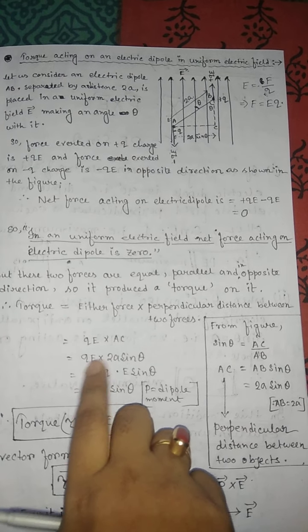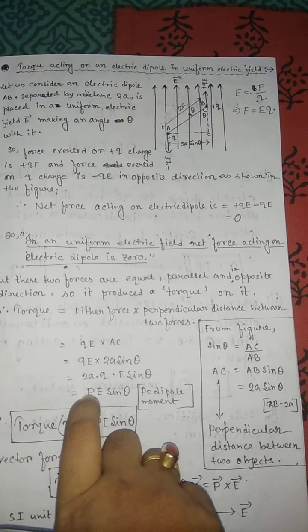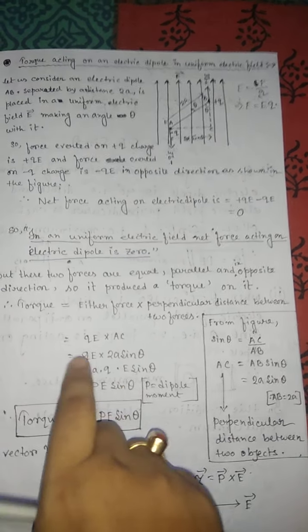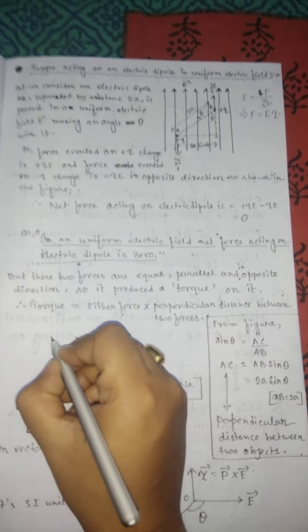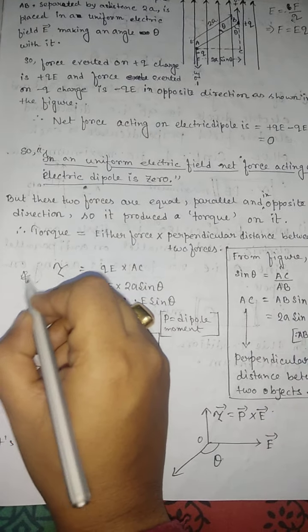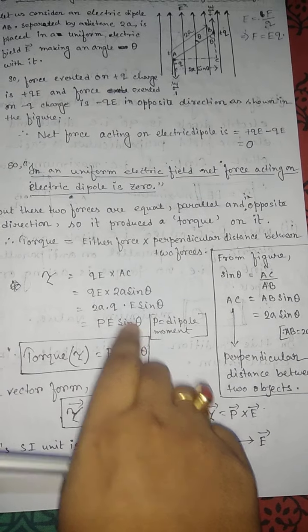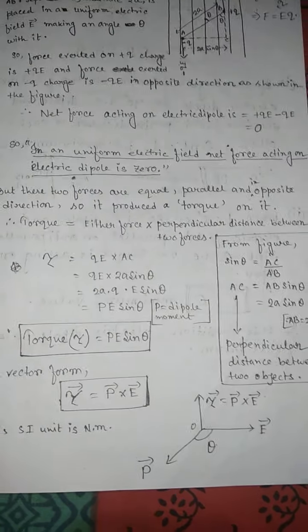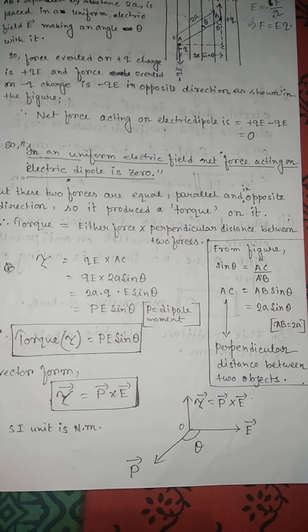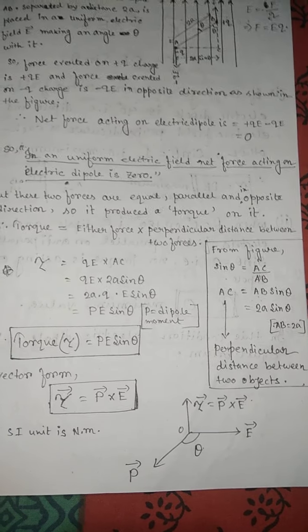Now we know that 2A into Q is called the dipole moment. So here we write dipole moment P, and then E sin theta. Torque is represented by this sign, tau, written like this. So we get tau equals PE sin theta. This tau represents torque. So torque means the magnitude of any one force into the perpendicular distance between the two forces.